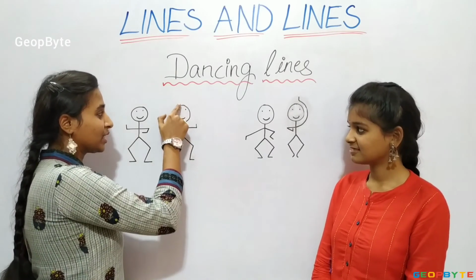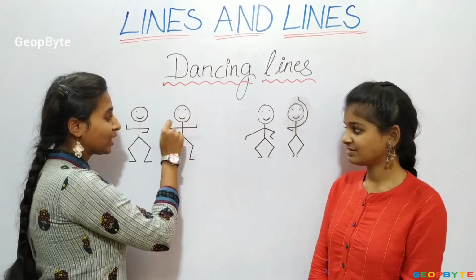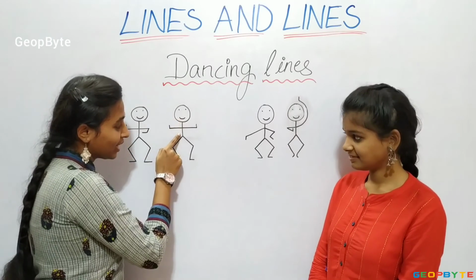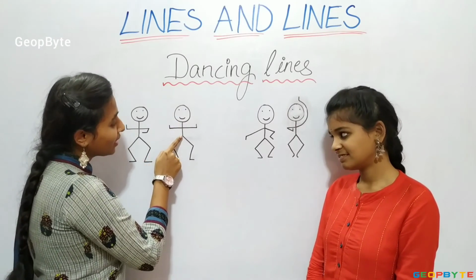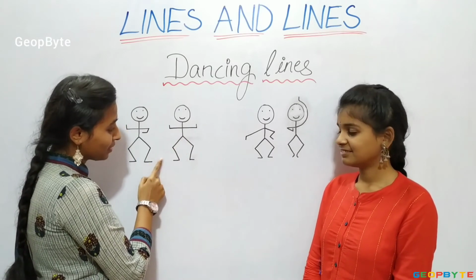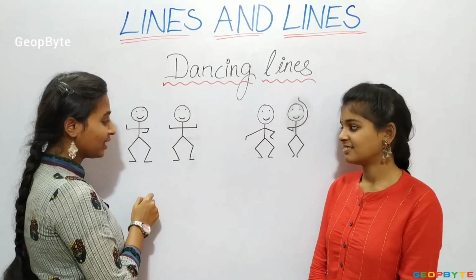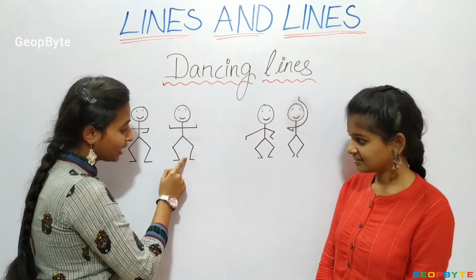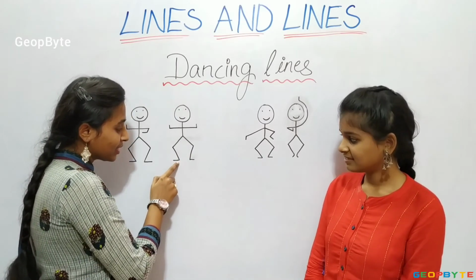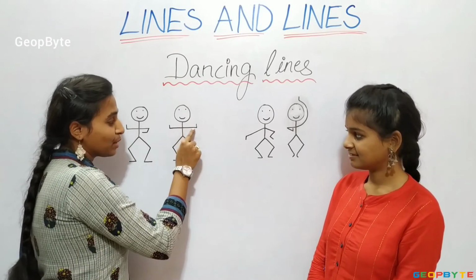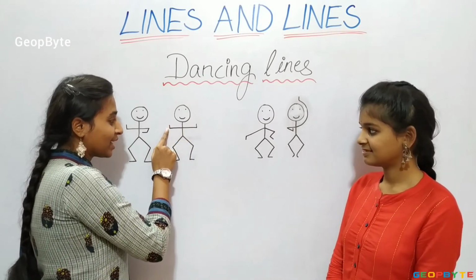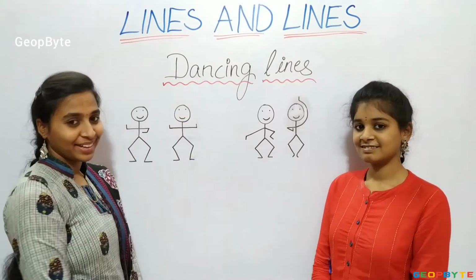A closed curve, small curve, a standing line, slanting line, slanting line, slanting line, slanting line, sleeping line, sleeping line, sleeping line, standing line, standing line.